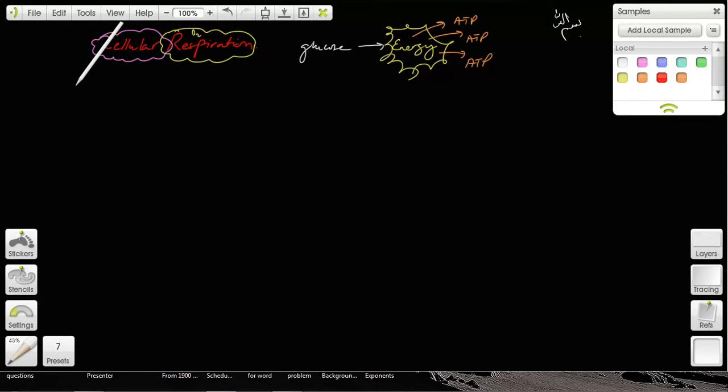The first part of cellular respiration is called glycolysis. If you break this term down, glycolysis means breakdown of glucose. Lysis means to break down, so glycolysis is the breaking down of glucose. In this process, a glucose molecule is going to be broken down into two smaller molecules.